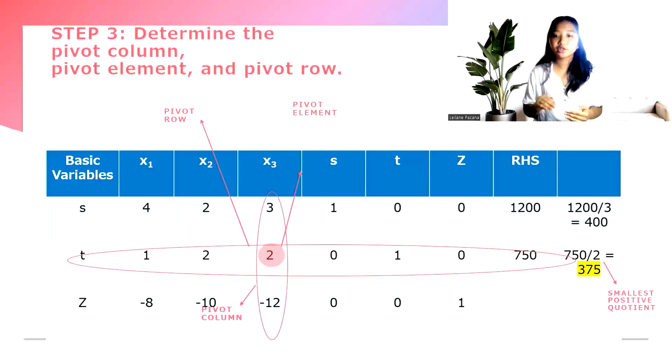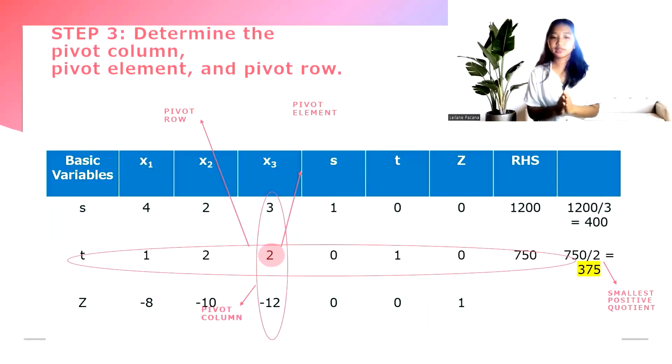Now for our pivot row, it will be determined by the smallest positive quotient. So we have to divide right-hand side to X sub 3 because that is where our pivot column is located. So 1,200 divided by 3, that is equal to 400. 750 divided by 2, that is 375. So as you can observe, what is the smallest positive quotient here? Of course, 375. So that row where 375 is located, that will be now our pivot row.